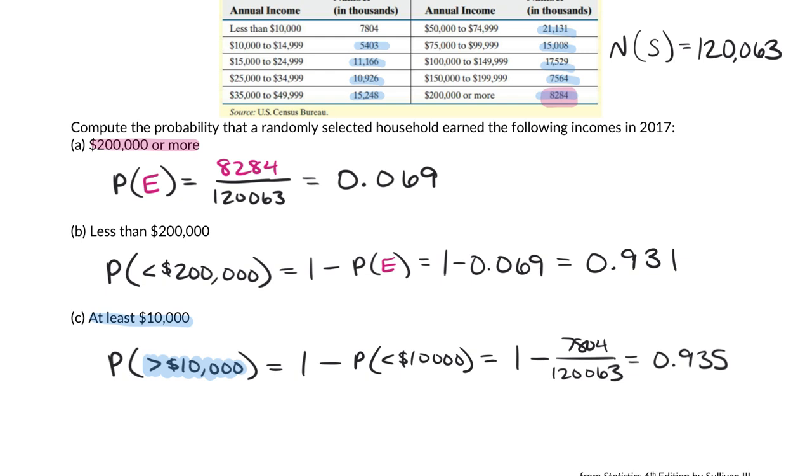Sound good? Next class, we will add in the probability of and statements. So we're going to work on those and statements as opposed to the or statements that we did today. Today is all about or, either disjoint or not mutually exclusive events. That's what we worked on. And then complements, of course.